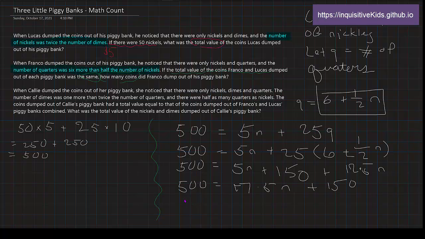So then on the left side, it would become 350 is equal to 17.5n. And we want to figure out what n is, so we can do 350 divided by 17.5, which is 20. So n is equal to 20.